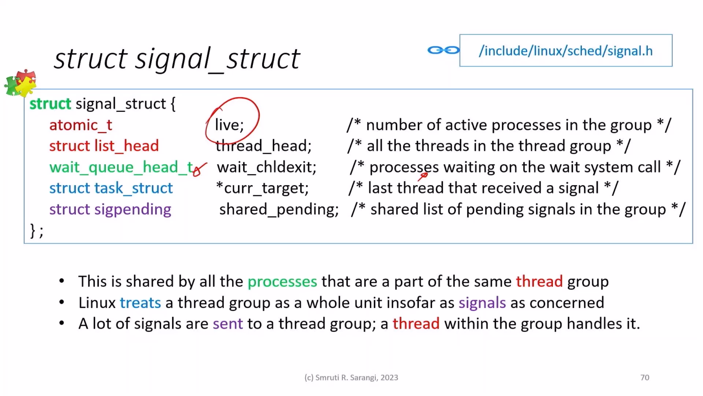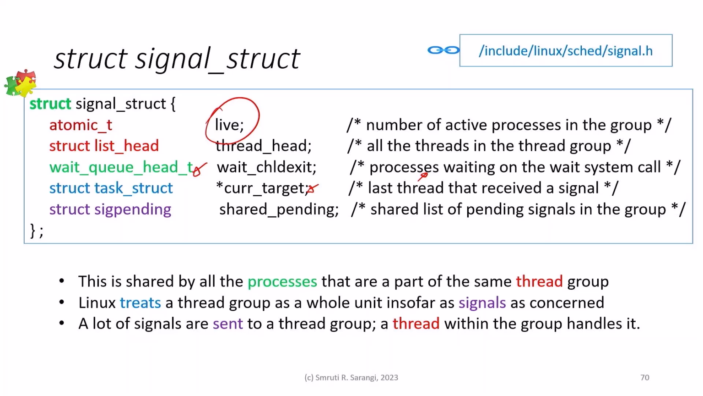And then, if you are considering a thread group, as I said, when you send a signal, one of the threads handles it. So you maintain the information about which thread was the last to receive a signal and handle it. That can be cur target. Finally, every thread group will have a list of pending signals, which is a shared list. And so that struct sig pending is that shared list of pending signals. All right. And all of this information is shared by the entire thread group that Linux treats to be an atomic unit insofar as signals are concerned.